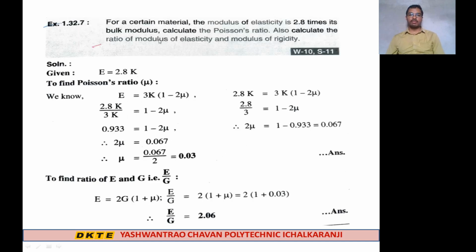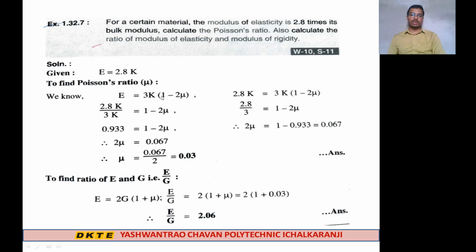Next, for a certain material the modulus of elasticity is 2.8 times the bulk modulus. Calculate the Poisson's ratio, also calculate the modulus of elasticity and modulus of rigidity. What is given? Modulus of elasticity E is equal to 2.8 times bulk modulus, that is 2.8 times K. We have to calculate the Poisson's ratio, that is mu, and also the modulus of elasticity and modulus of rigidity, E and G.